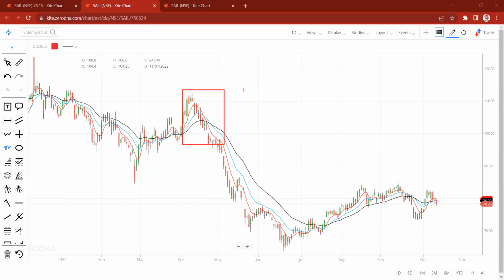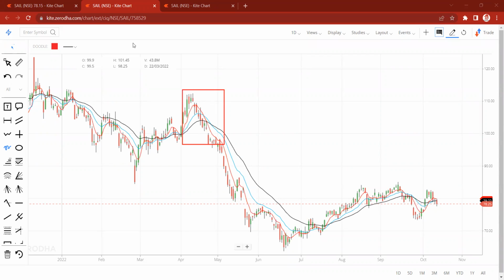Look here. What is happening here? There are three lines. Black color line is available, red color line is available, and sky blue color line is also available. One thing you need to notice here: the red color line is crossing the sky blue color line as well as the black color line. This indicates a sell call. We need to sell our shares.